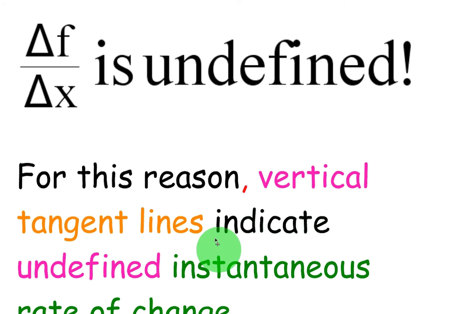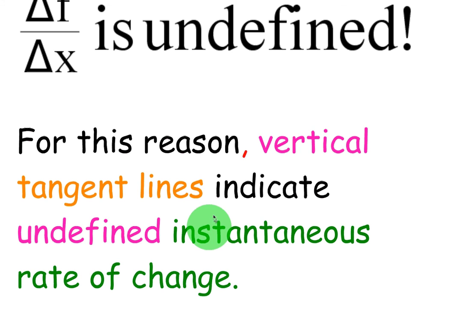So sometimes the tangent line gives you is vertical, and when the tangent line is vertical, your instantaneous rate of change is undefined. For this reason, vertical tangent lines indicate undefined instantaneous rates of change. That's a pretty wild concept.